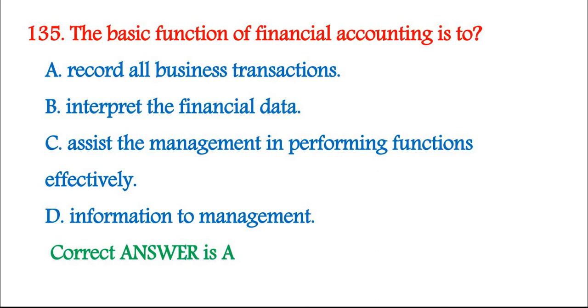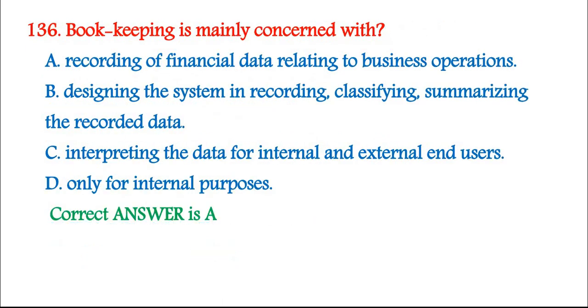135. The basic function of financial accounting is to A. record all business transactions, B. interpret the financial data, C. assist the management in performing functions effectively, D. provide information to management. Correct answer is A. 136. Bookkeeping is mainly concerned with A. recording of financial data relating to business operations, B. designing the system in recording, classifying, summarizing the recorded data, C. interpreting the data for internal and external end users, D. only for internal purposes. Correct answer is A.